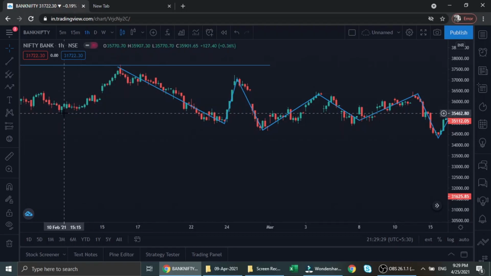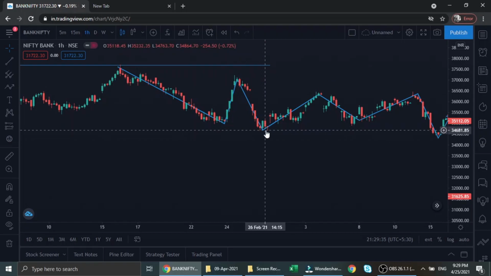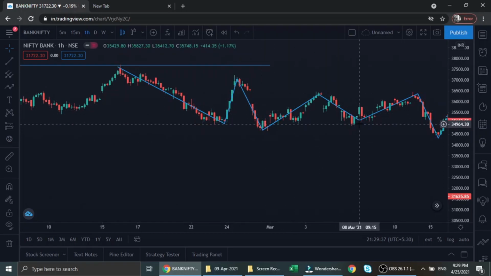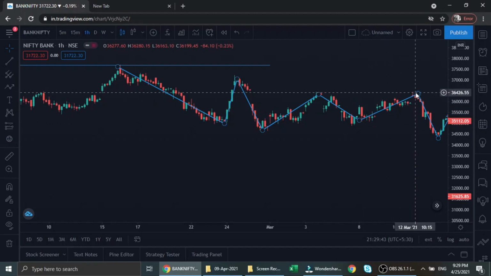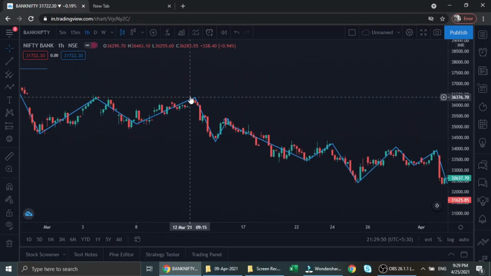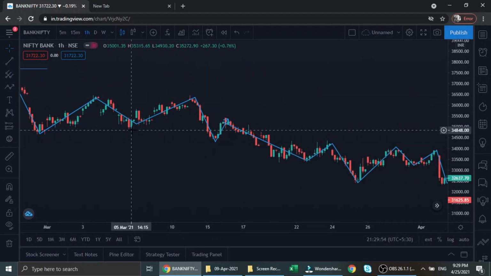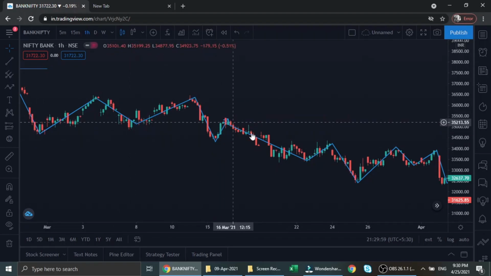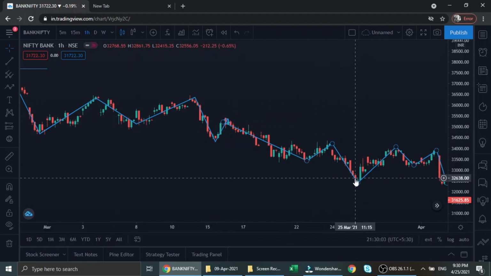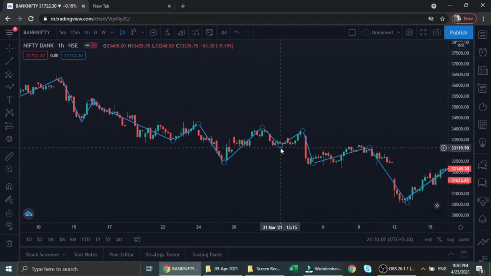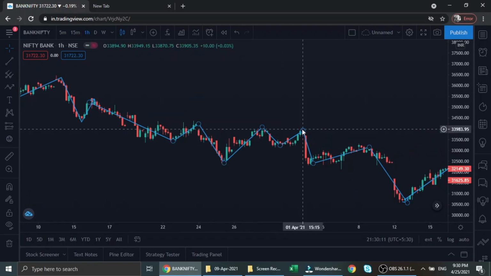After breaking this point, it has made a lower low and then started making lower highs and then lower lows and lower highs. But this is not a lower low, and the next swing did not break the lower high. So still we can consider it as the downtrend in hourly time frame. Again, it has started making lower lows, breaking the previous low. Again, lower high, lower low, lower high, lower low. This is not a lower low, but the next swing failed to break the previous lower high. So still the downtrend is continuing.